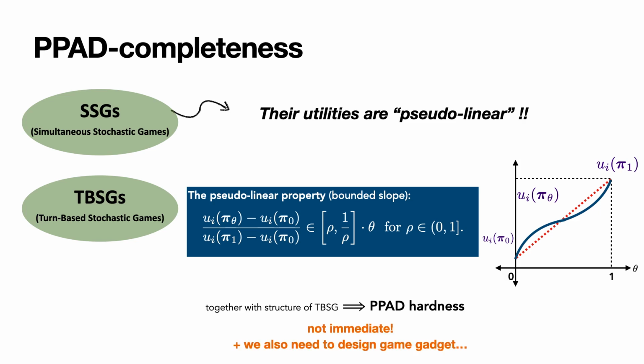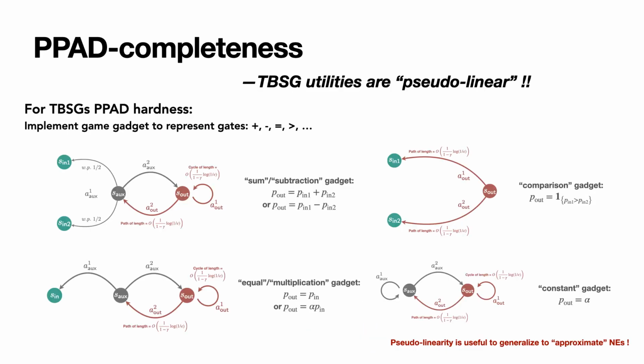To prove that, we also need to design game gadgets to implement arithmetic circuit gates. Due to the time constraints, I'm not going into the details of these constructions, which may be a little bit complicated. Basically, here is how we implement all the different arithmetic gates by carefully designing instances of turn-based games and choosing the right instant reward and transition probability vectors. I'm very happy to talk more about them during the in-person meeting.